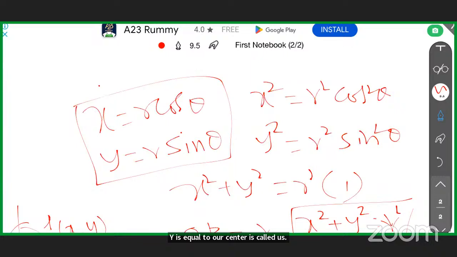When I explained the equations, I told you yesterday also, and I am reminding you today also, because very often we use this concept, the parametric equation of circle.